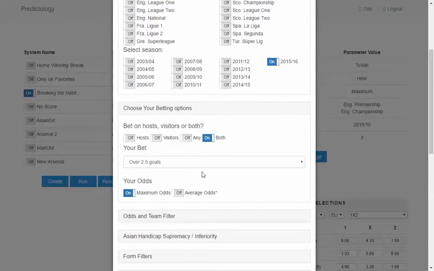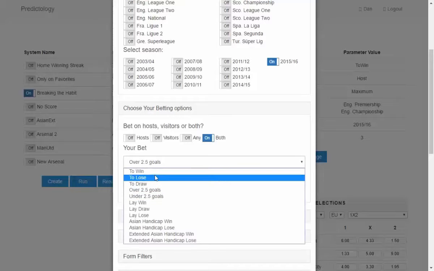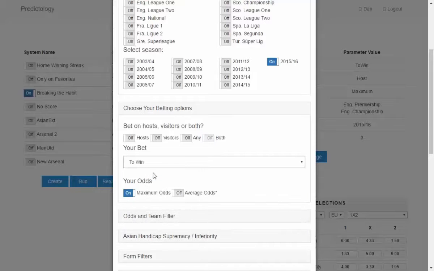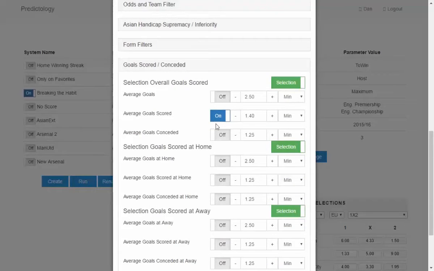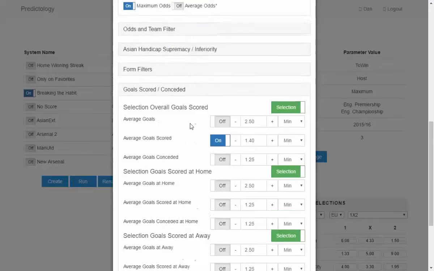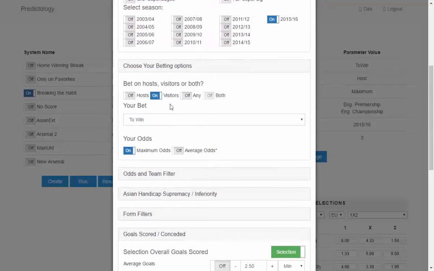If we were to retain that same parameter but change our bet type to win and our bet venue to host, our system would select the match only if the host of the match is a team that scores over 1.4 goals in average. The visitor wouldn't be checked. If we change the bet venue to visitors, of course, we'd start checking the visitors only to see if they are scoring over 1.4 goals in average.